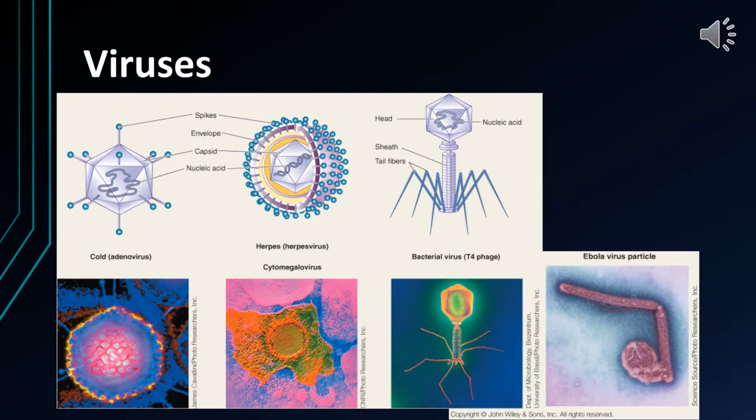So here we have the adenovirus, which causes the cold. We have the herpes virus, which, you guessed it, causes herpes. And then we have this bacterial virus, which is a T4 phage, is what it's called. And this only attacks bacterial cells, despite being the scariest looking virus up here. And then we have the Ebola virus, which essentially just looks like a worm.